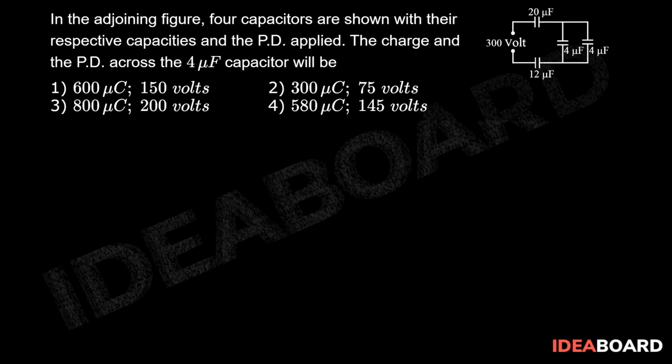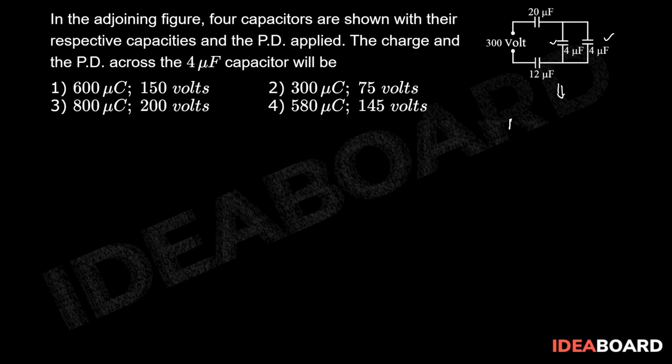In the adjoining figure, 4 capacitors are shown with their respective capacities and potential drop applied. The charge and the potential difference across the 4 microfarad capacitor will be? So first of all, in this question, we need to find out the equivalent capacitance from this diagram. So we can see that 4 and 4 will be in parallel.